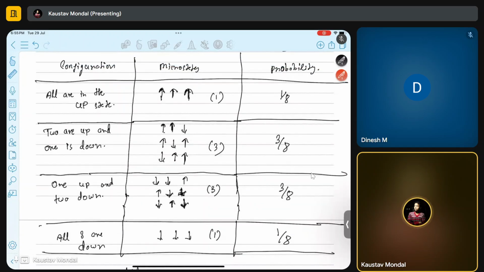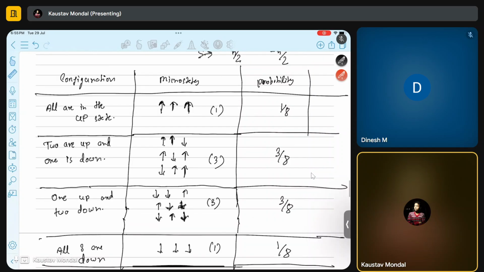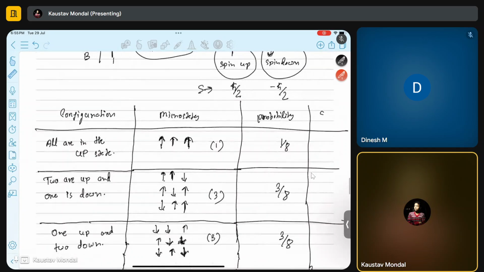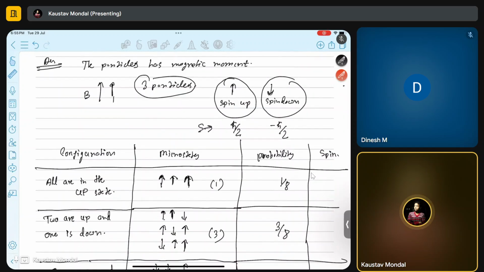So what I can do here is add another column, for probabilities. Then you can add another column for spins, because that is also required, right? Let's add another column with the title spin. Now, if the particle has a spin up configuration, then its spin value would be h cut by 2. If it has a spin down configuration, then its spin value would be minus h cut by 2, right?